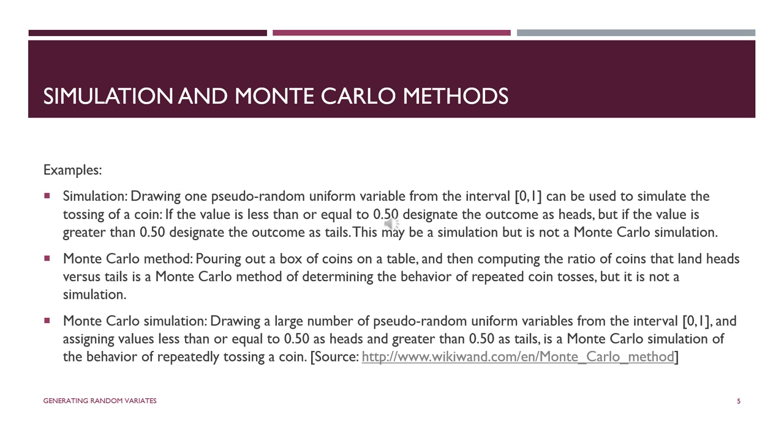Now, a Monte Carlo method might be, let's take a whole box of coins, pour them out, and then figure out the ratio of heads versus tails. That might be a Monte Carlo method of determining what happens in repeated coin tosses. But it's not a simulation, it's repeated sampling. A Monte Carlo simulation, perhaps, is drawing a large number of pseudorandom variables from the uniform 0, 1 interval, assigning values less than or equal to 0.5 as heads, greater than 0.5 as tails, and it's like repeatedly tossing the coin.